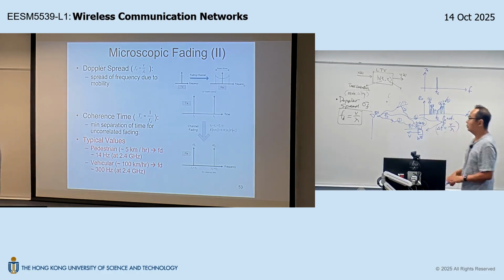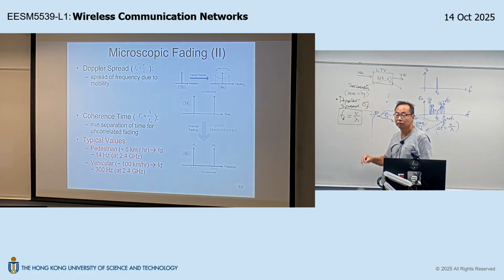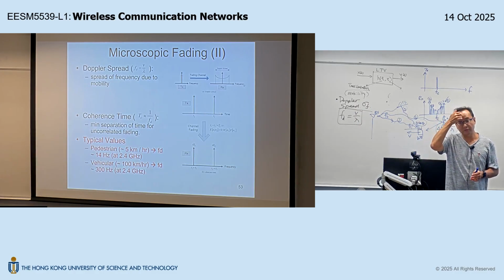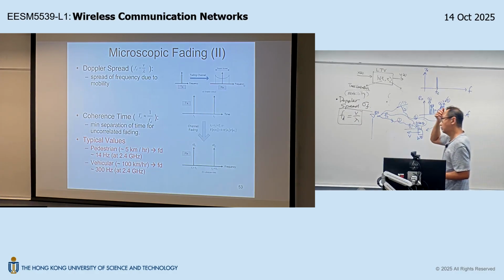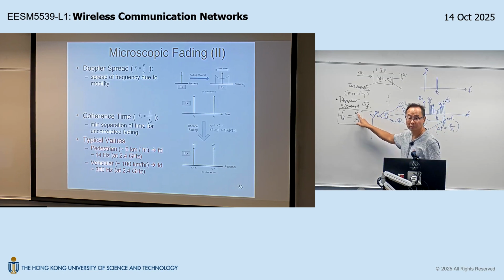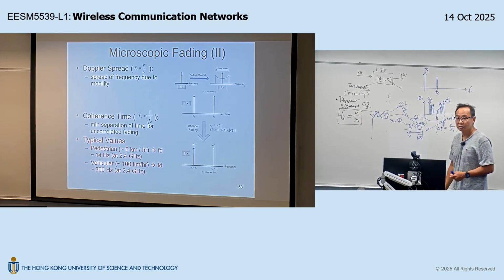Okay. So anyway, this is a parameter. The larger this Doppler spread is, the more severe the time variation effect would be. Of course, this Doppler spread depends on the mobility, the speed. So it depends on the environment.